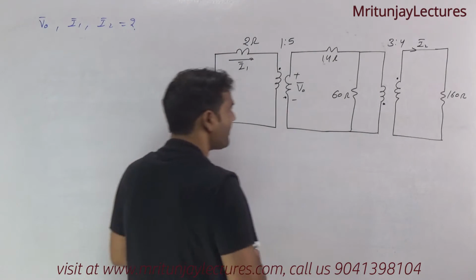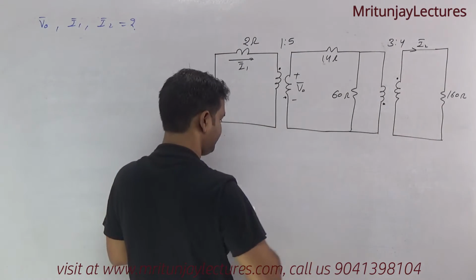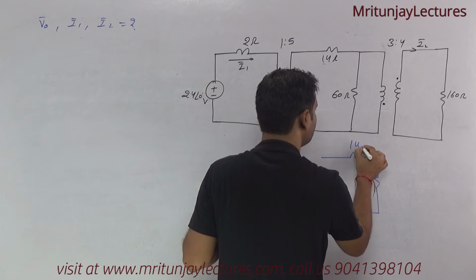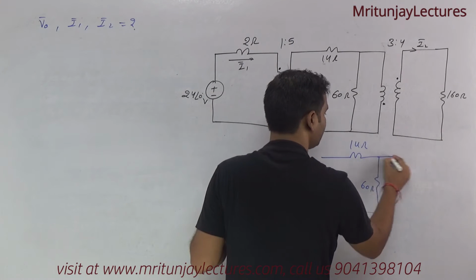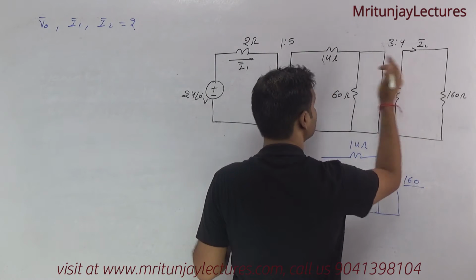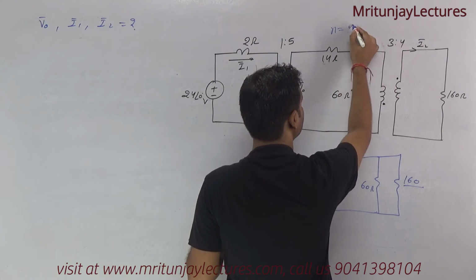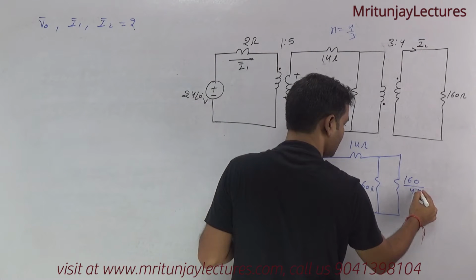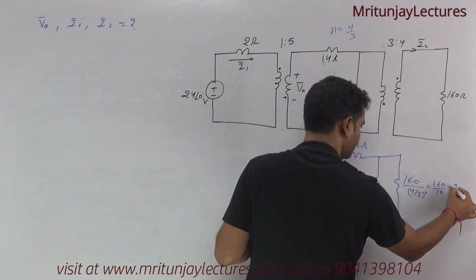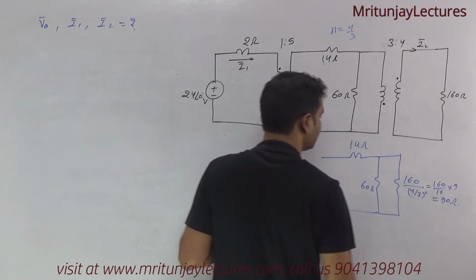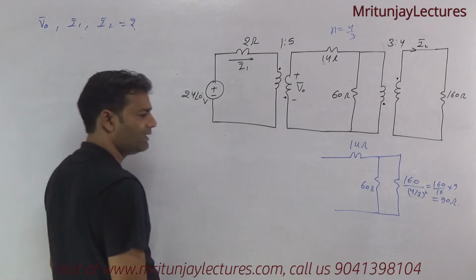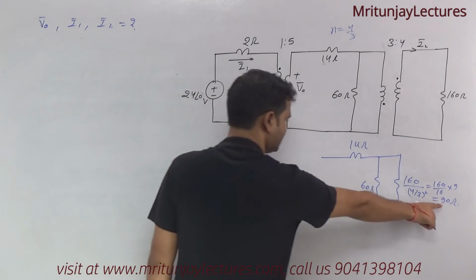So the first technique: if this one is transferred here, we have 14 ohm and 60 ohm, and if this one is transferred here, then 160 divided by n square. What about n? n is 4 by 3. So 4 by 3 to the whole square means 160 divided by 16 into 9, which means 90 ohm. If this one is transferred here, it is ZL divided by n square. So we got 90 ohm.